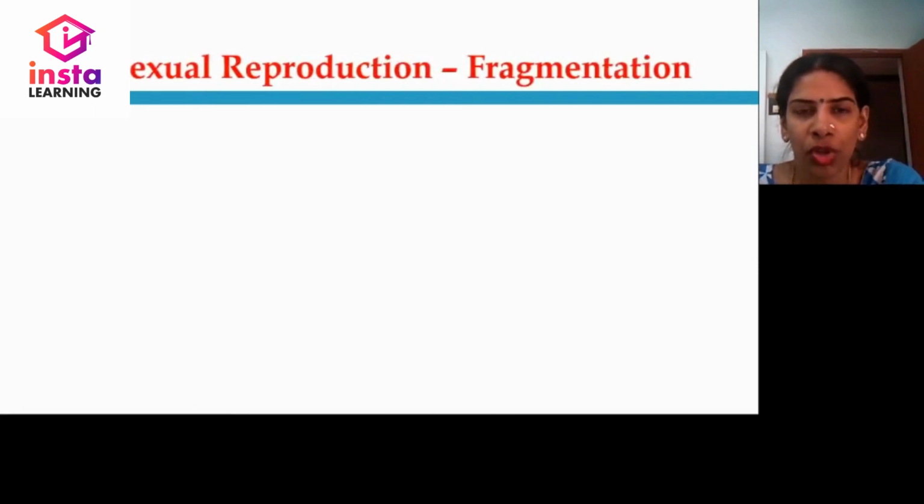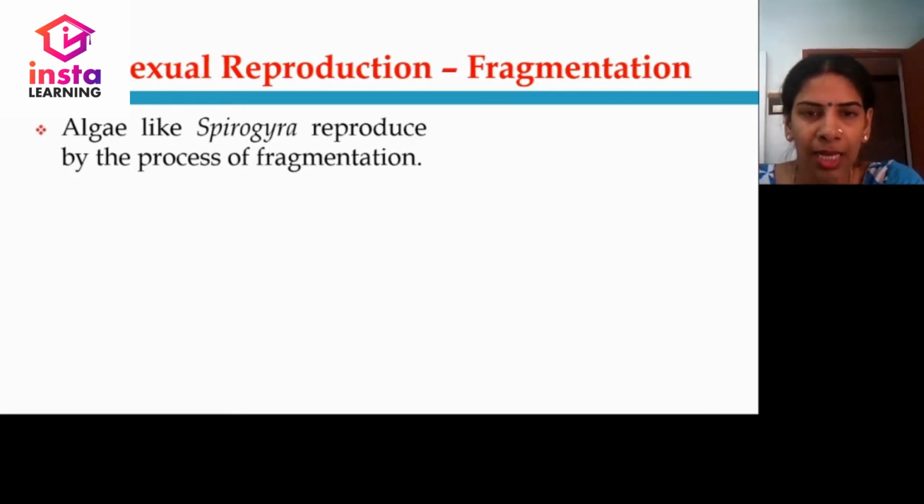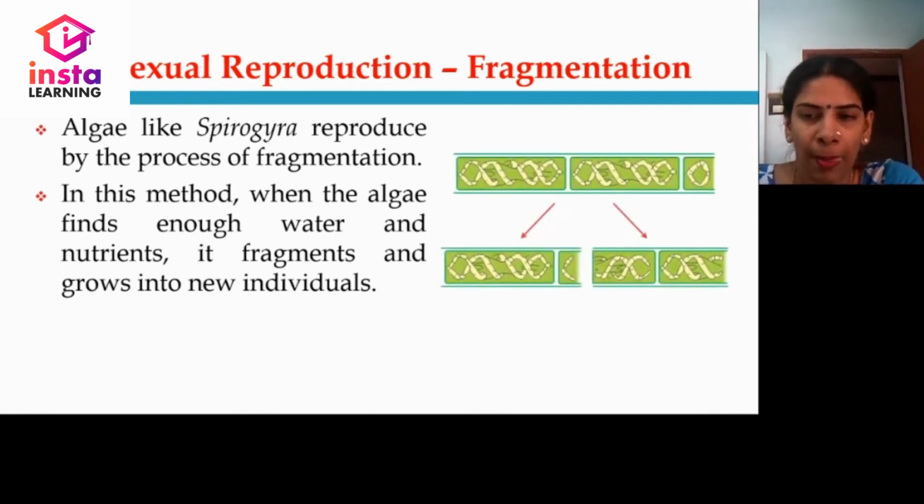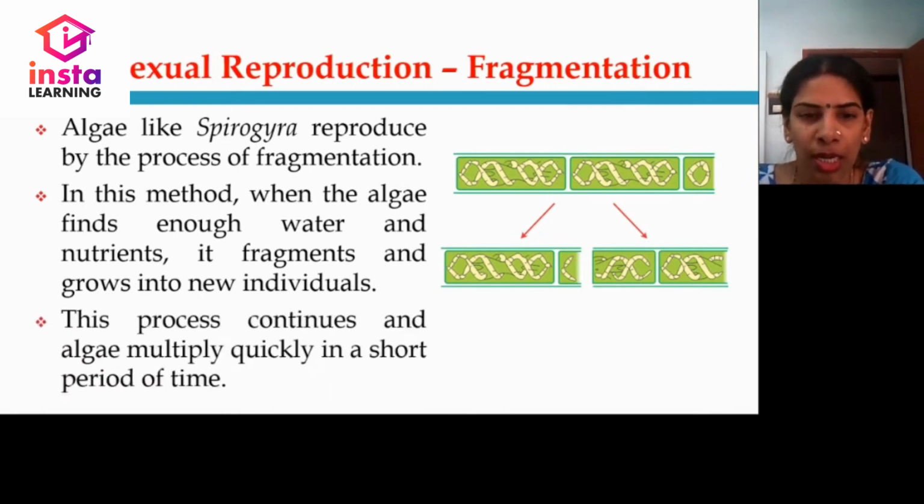Let us see how asexual reproduction takes place by fragmentation. We know that algae like Spirogyra reproduce by the process of fragmentation. In this method, when the algae finds enough water and nutrients, we call this favorable conditions, it begins to fragment and grow into new individuals. Fragment means just breaking down. It just breaks into two individuals. This process continues and algae multiply quickly in a short period of time.